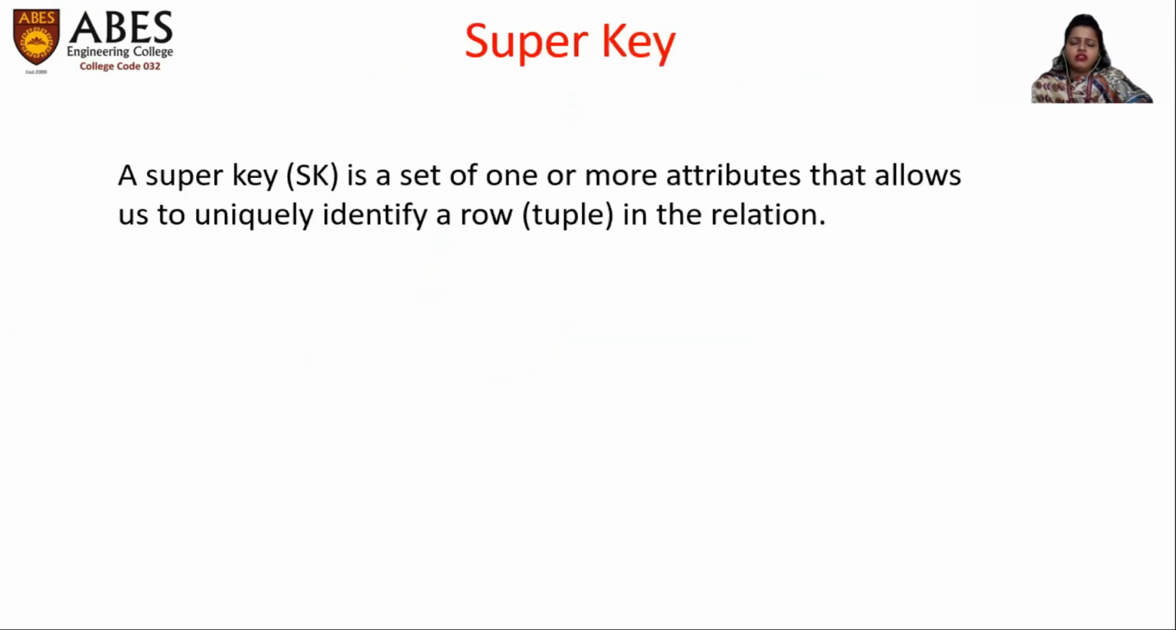First of all, let us talk about a super key. What is a super key? It is a set of one or more attributes that allows us to uniquely identify a row or a tuple in a relation. For example, if you have a table and you want to uniquely identify each tuple, and a tuple is known as a row, then in that case, you need a super key to uniquely identify it.